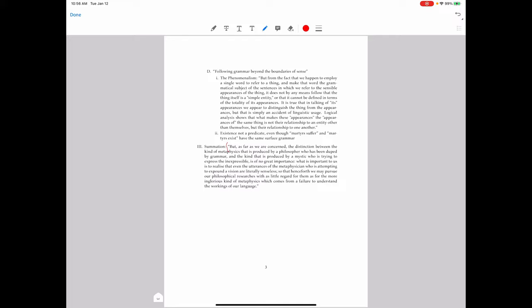But as far as we are concerned, the distinction between the kind of metaphysics that is produced by a philosopher who's been duped by grammar and the kind that is produced by a mystic who is trying to express the inexpressible is of no great importance. What's important to us is to realize that even the utterances of the metaphysician who is attempting to expound a vision are literally senseless, so that henceforth we may pursue our philosophical researches with as little regard for them as for the more inglorious kind of metaphysics which comes from a failure to understand the workings of our language.